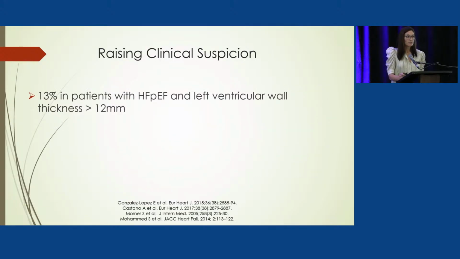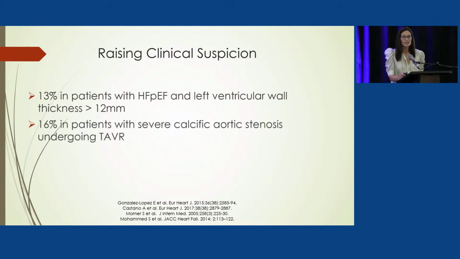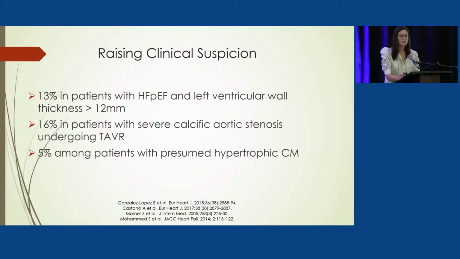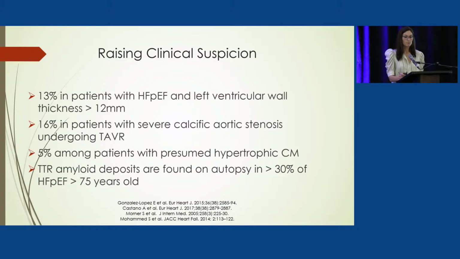So ATTR, specifically wild-type ATTR cardiac amyloidosis, was reported in 13% of patients with HFpEF and an LV wall thickness of greater than 12 millimeters in a group of patients hospitalized for heart failure. It was found in 16% of patients with severe calcific aortic stenosis undergoing TAVR, 5% among patients who had a presumed diagnosis of hypertrophic cardiomyopathy, and TTR amyloid deposits have been found at autopsy in over 30% of patients with HFpEF over 75 years of age. Now, this is not a diagnosis of TTR amyloidosis, but actual just deposits.